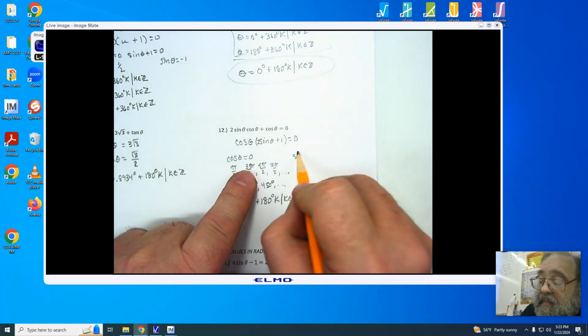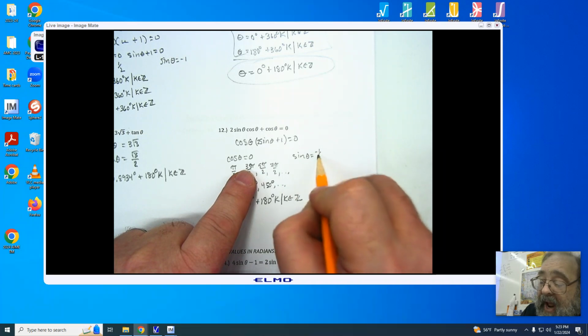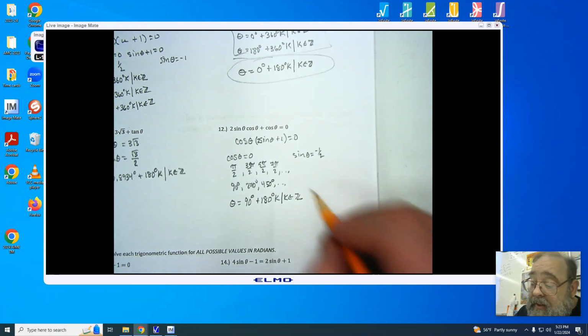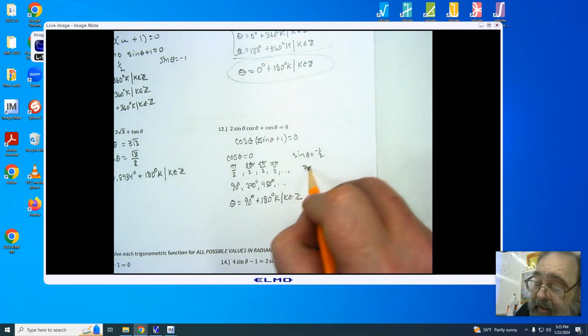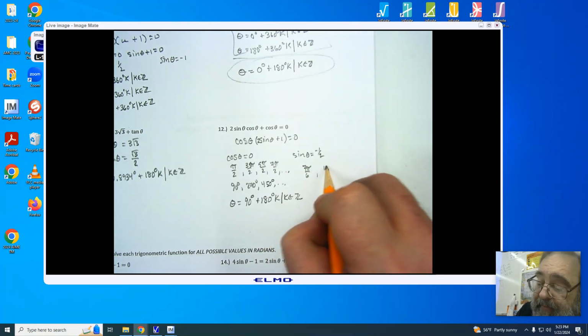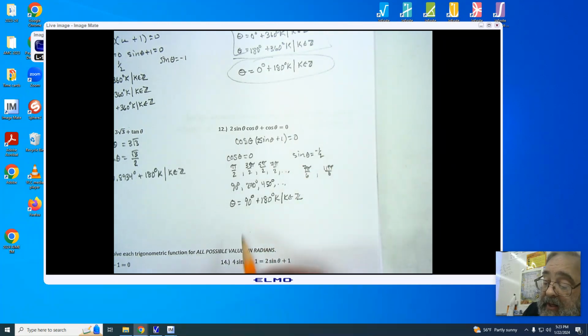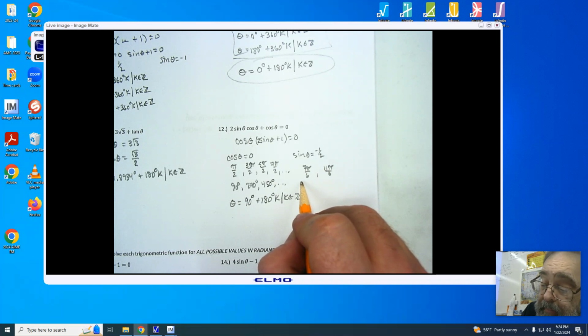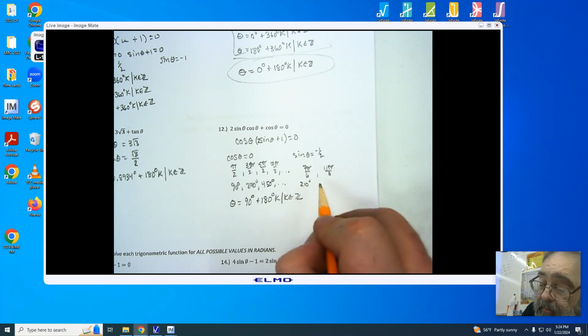The second one gives me the sine of theta equals a negative 1/2. And we know that this is happening in the third and fourth quadrant. The reference angle is pi over 6. So I have 7 pi over 6, and I have 11 pi over 6. Each of these is going to have to be separated, and if I put it into degree mode, I'm looking at 180 plus 30 is 210 degrees, and 360 minus 30 degrees gives me 330 degrees.